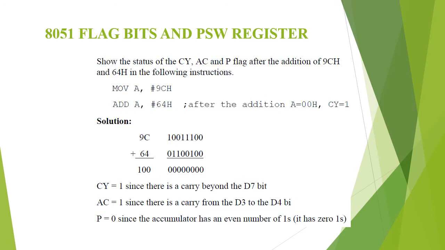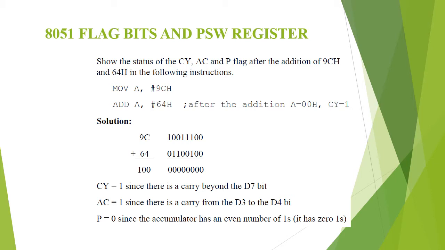Another example to check the status of carry, auxiliary carry and parity flag, that is addition of 9CH and 64H. The code is MOV A, #9CH; ADD A, #64H. The addition of 9C and 64H results in 100H. By seeing the result, we can see there is a carry generated from the D7 bit. Hence carry flag is set to 1.